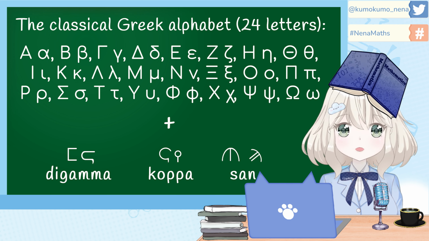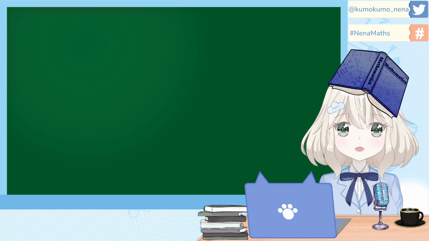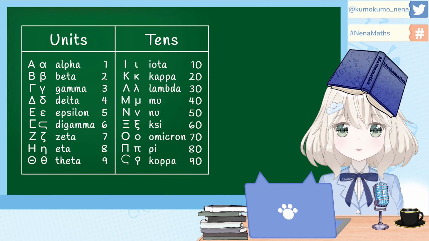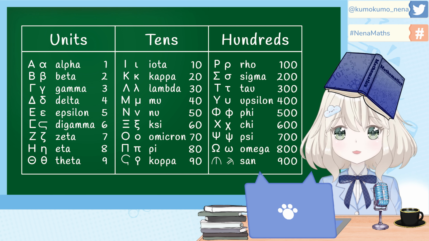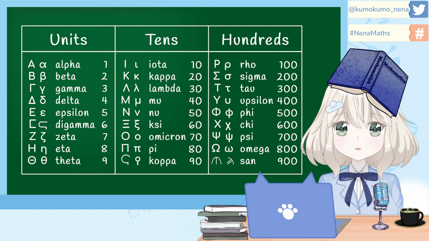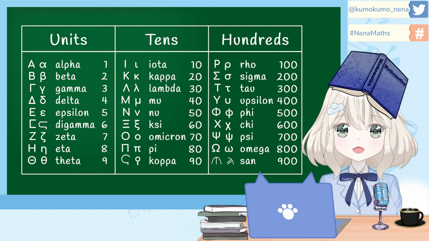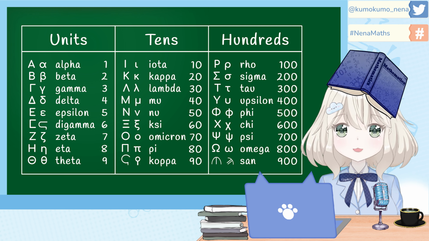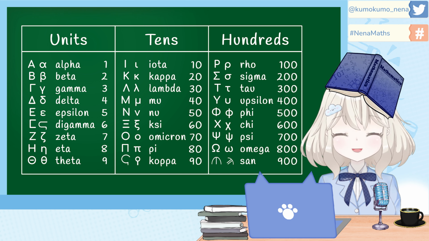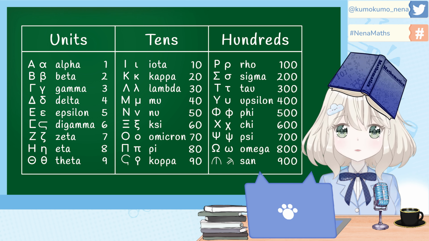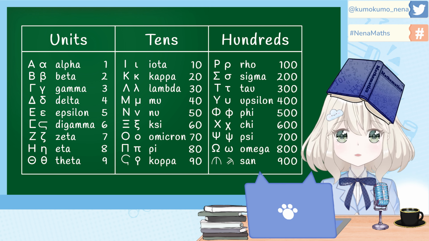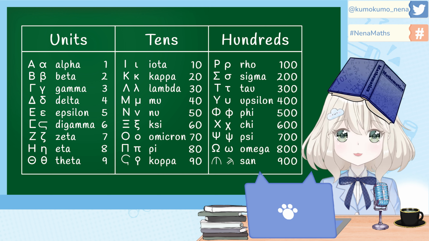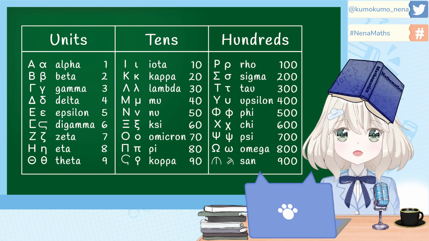They are divided into 3 classes, consisting of 9 units, 9 multiples of 10, and 9 multiples of 100. The first class includes units from alpha to theta, along with the obsolete letter digamma, which represents 6. The second class consists of symbols from iota to koppa, with the final one being the obsolete letter. The third class uses the remaining letters from rho to sampi to denote the hundreds from 100 to 900.